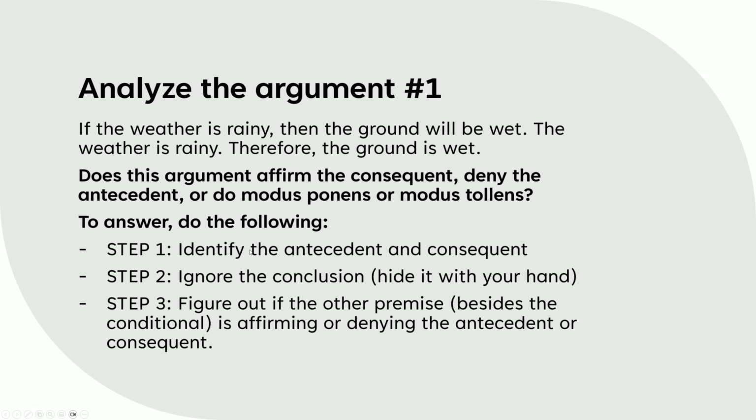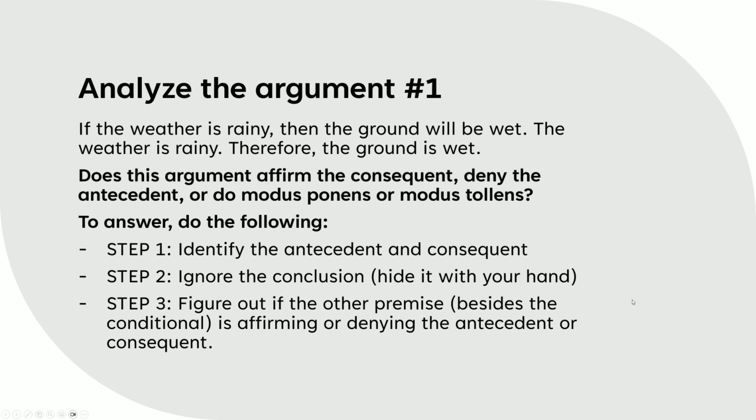Now I want to identify the antecedent and the consequent. The antecedent is what comes after if. So the antecedent is the weather is rainy. The consequent comes after then. So the consequent is the ground will be wet. Okay, so I've identified the antecedent and consequent. I have it in my mind. The antecedent is the weather is rainy. The consequent is the ground will be wet.